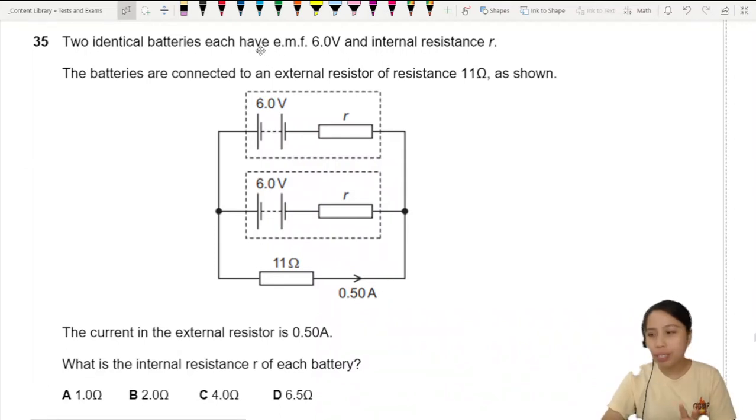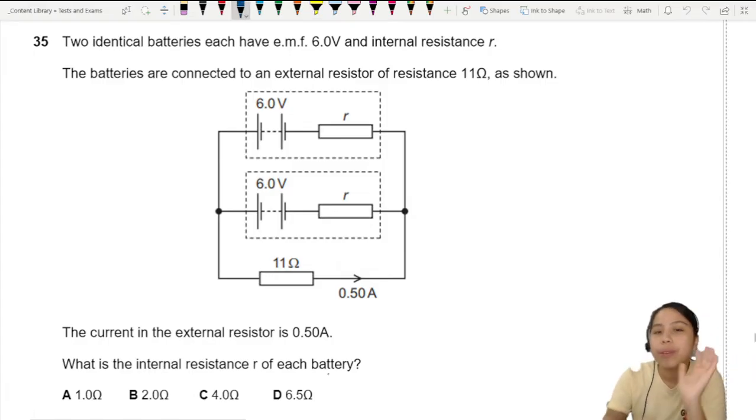Two identical batteries have EMF 6 volts and internal resistance R. The batteries are connected to an external resistor of resistance 11 ohms as shown. So here, two batteries in parallel. Be careful. The current in the external resistor is 0.5 amps. What is the internal resistance of each battery?